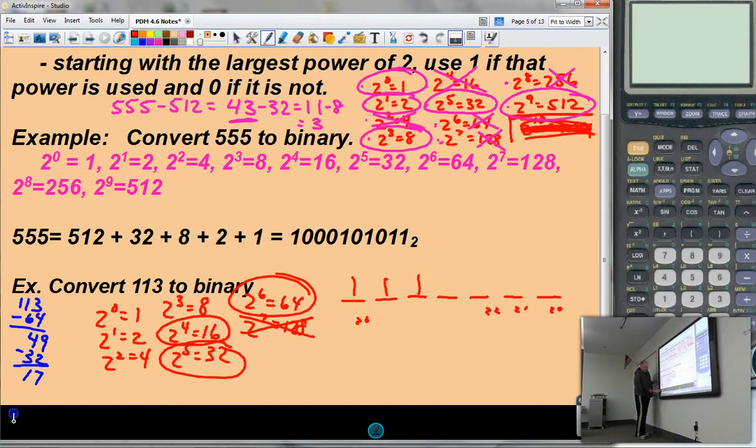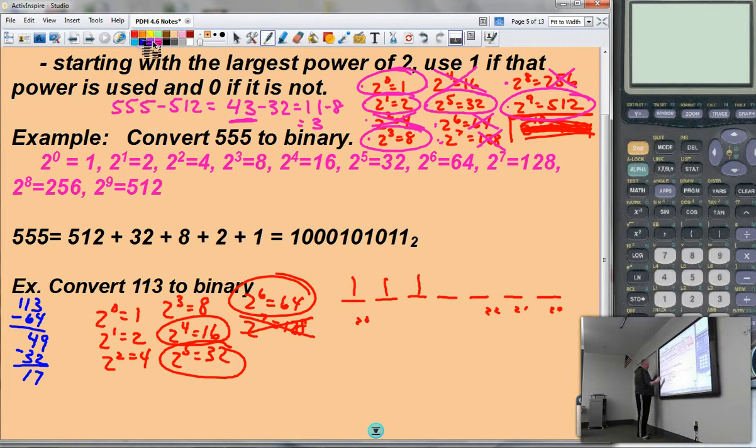And then over here, 17 minus 16, I only have 1 left, which means I can't use the 8, I can't use the 4, and I can't use the 2. So over here I'm going to go 0, 0, 0, and then I finish with a 1 because I did use the 1.